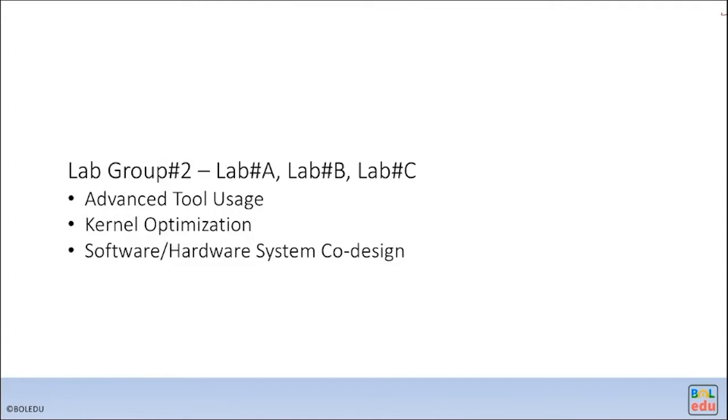Okay, the second part of the lab, A, B, C, the purpose is that you need to learn advanced tool usage and all different techniques to do kernel optimization. And more importantly, you will be learning the software and hardware system co-design issues. And in the first part, labs 1, 2, 3 are individual labs.